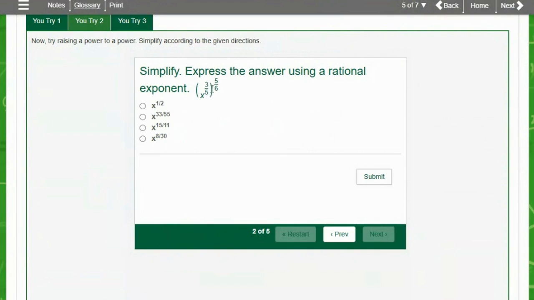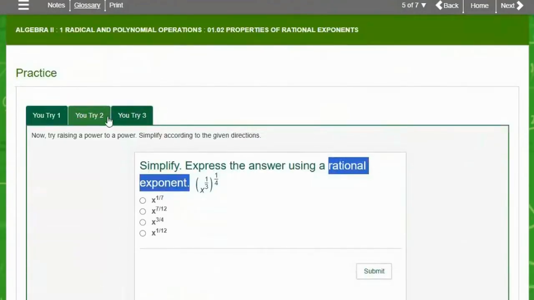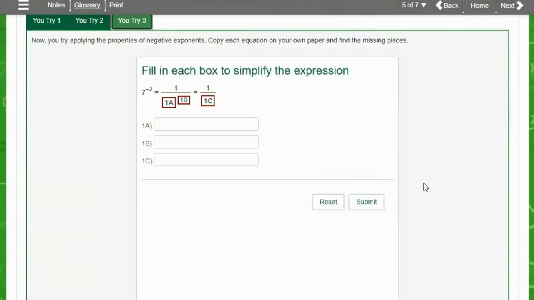And again, it's an exponent to an exponent. So you just go through and you simplify if needed. Choose your answer and go through. So, all right. The third problems they give you here, fill in each box to simplify the expression.